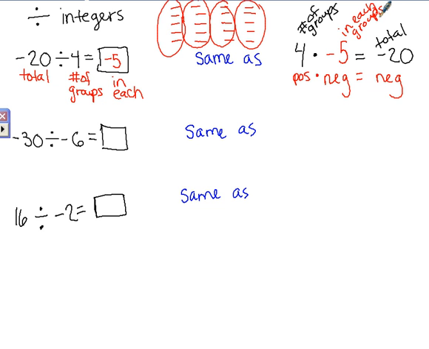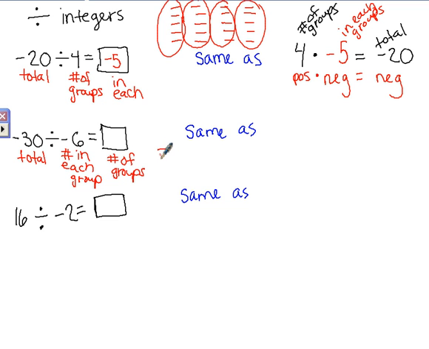Okay, now we're going to go down and look at our next one. Here, the total that we're starting with is 30 negatives. We're going to split them, and this time it's a negative number, so I'm not going to say it's the number of groups, because again, negative groups is confusing to me. So instead I'm going to talk about this is the number in each group. Meaning the answer is going to tell me the number of groups. So if I have 30 negatives, and I'm putting 6 in each group.